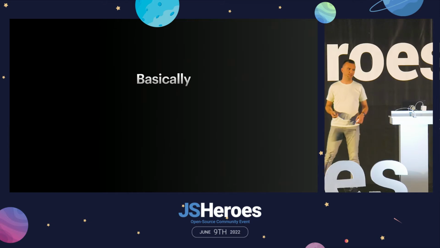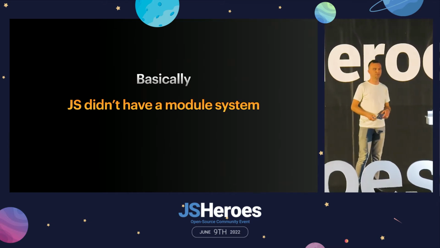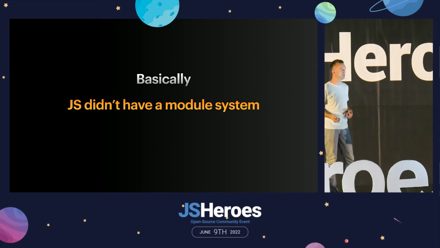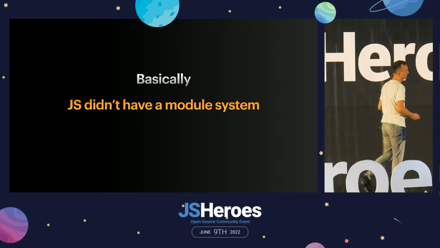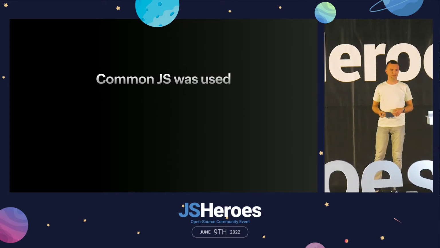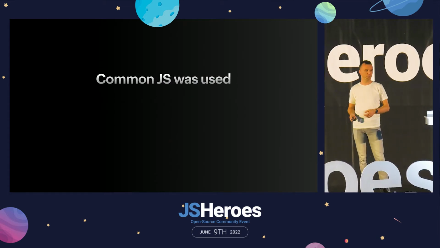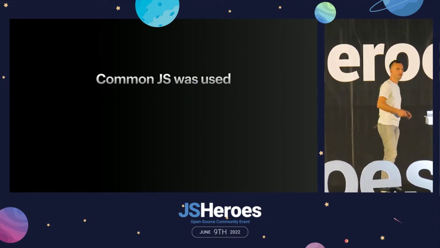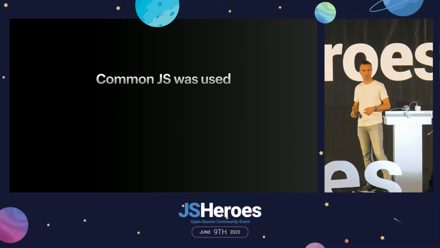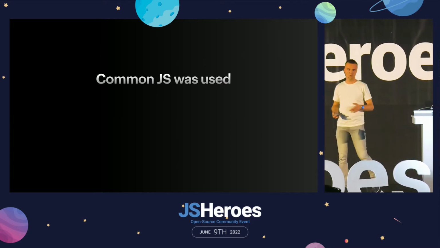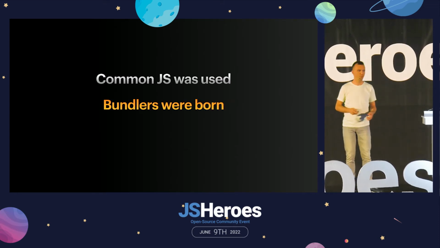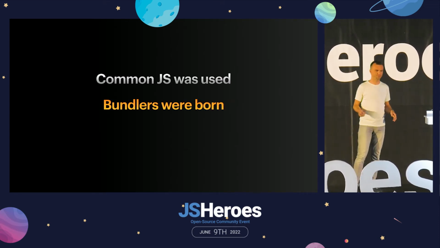Basically, JavaScript, at first, when it was a very young language designed in 10 days, and we know the story, it didn't have a module system. Then Node.js came alive in 2009, and it had a module system called CommonJS. Because the web didn't have a module system, we borrowed from Node, and bundles were born, and everything was great.